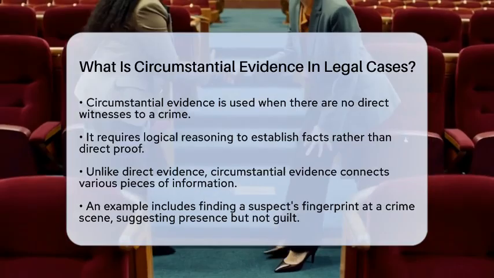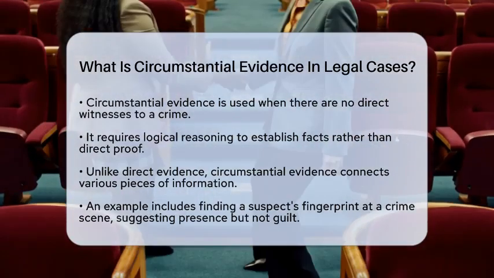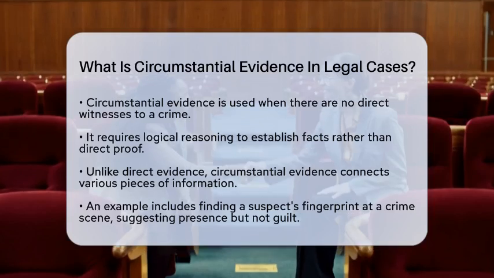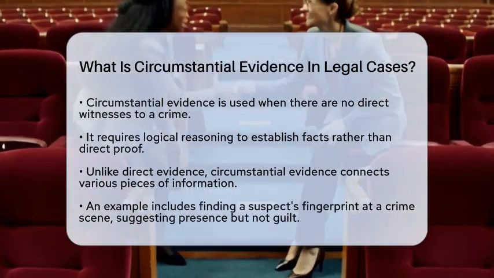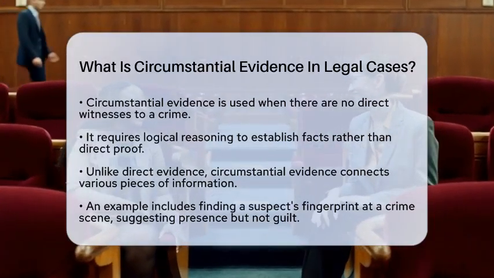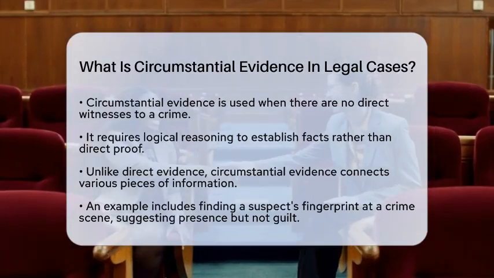Unlike direct evidence, which clearly shows a fact, circumstantial evidence relies on reasoning to connect various pieces of information. For instance, imagine finding a suspect's fingerprint at a crime scene. This fingerprint suggests that the suspect was present, but it does not directly prove they committed the crime.